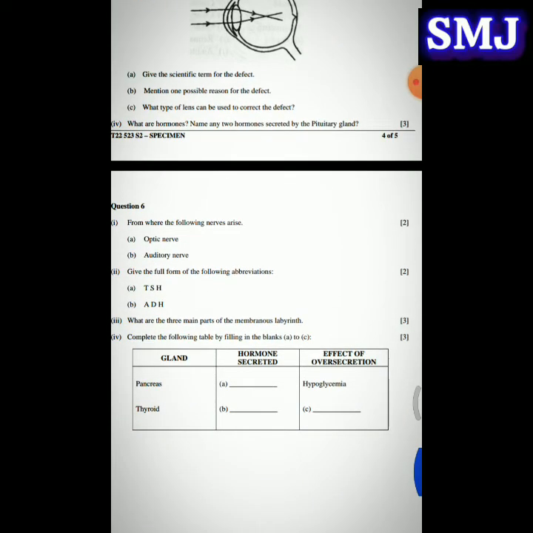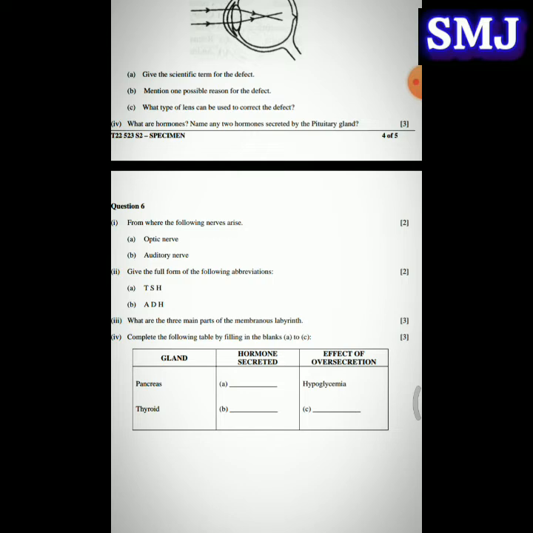Next question is, what are hormones? Name any two hormones secreted by pituitary gland. The answer is, hormones are secretions from specific cells or glands in the body and are carried to all parts through blood, but their effect is produced in one or more specific parts only.